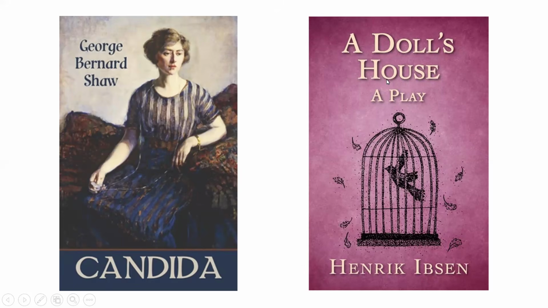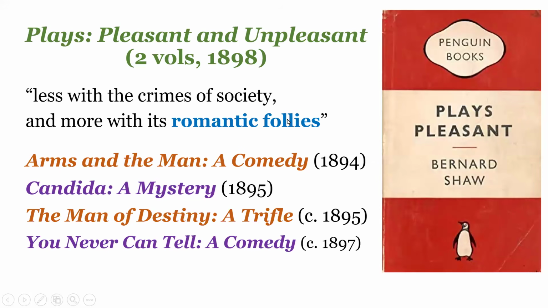At the end of Doll's House, we have a character called Nora, who has to decide whether to stay with her husband or go out and lead a life of her own. Almost a similar situation we can find in Candida. And let's look at pleasant plays. Bernard Shaw classified his works into two types, pleasant plays and unpleasant plays. So let's focus on pleasant plays.